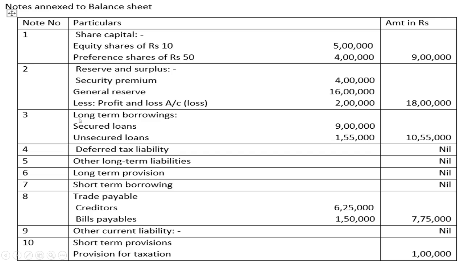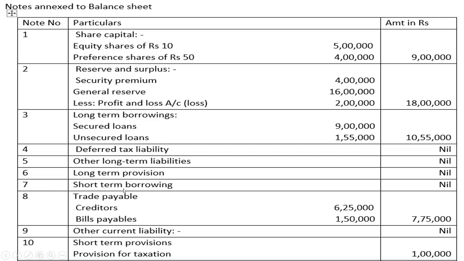And note number 3 is long-term borrowings. That is secured loan 9 lakh and unsecured loan 1 lakh 55,000. The total is 10 lakh 55,000. And note number 4 is deferred tax liability. There is no information about it, so we show nil. Note number 5 other long-term liability, that's also nil. Note number 6 long-term provisions, that is also nil, there is no information about it.